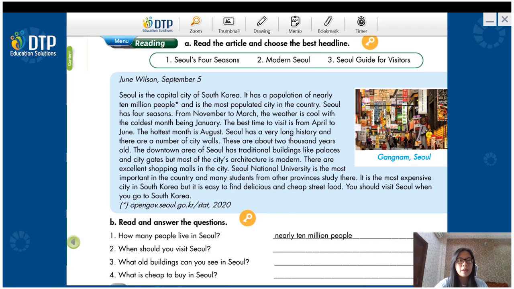Time's up, everyone. So number 2, when should you visit Seoul? What is the answer? Very good. We can find the answer here. The best time to visit is from April to June.